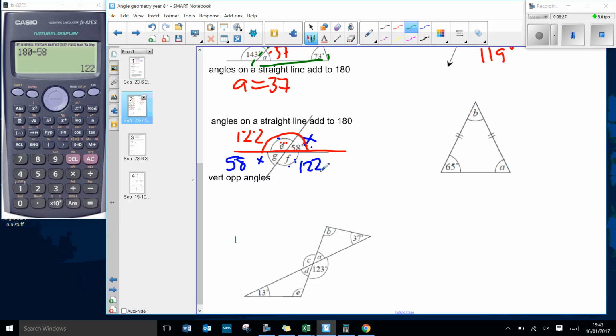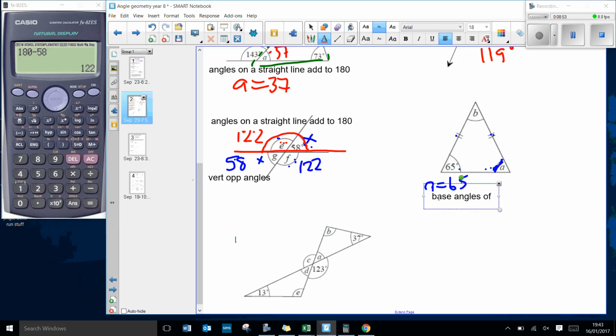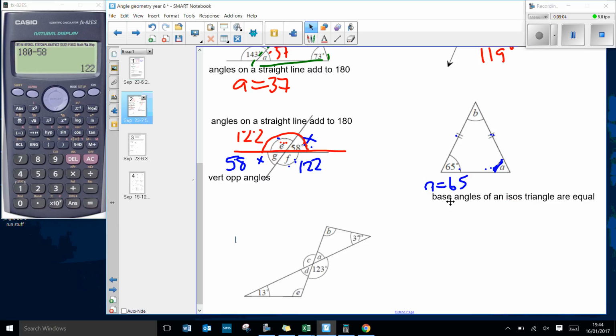Right, next one. So we'll focus on the triangle. We're trying to find A first. Because it's an isosceles triangle, I know that these 2 base angles are equal. So straight away, I know that A is 65, and the reason is that the base angles in an isosceles triangle are equal. Okay, so that's how we've got angle A.